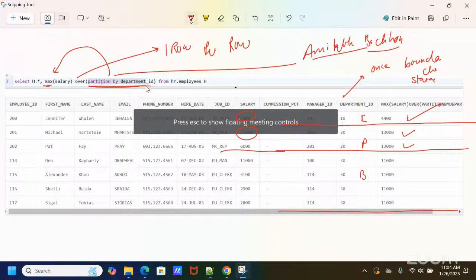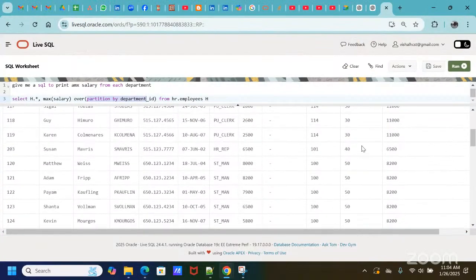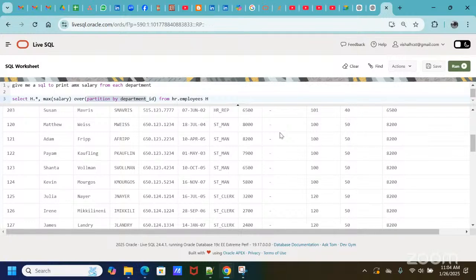Once the department changes, start again. What starts again? Max starts again. Department 30, start again. What is the max? 11,000. So against each row, print 11,000, 11,000, 11,000. Department 40: department changed, start again. For 40, only one record, it's printed. Department 50, start again. Of all the records of 50, what is the highest? 82 is highest. Against each record 82 is printed.